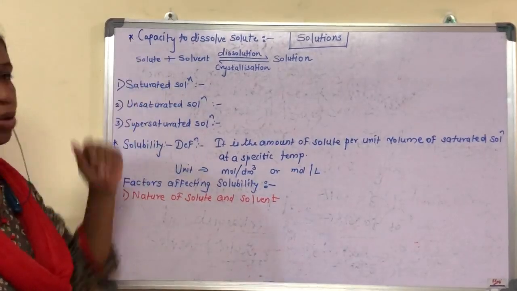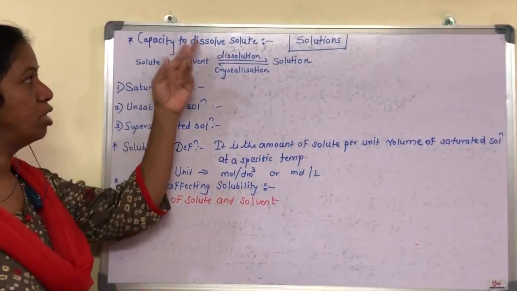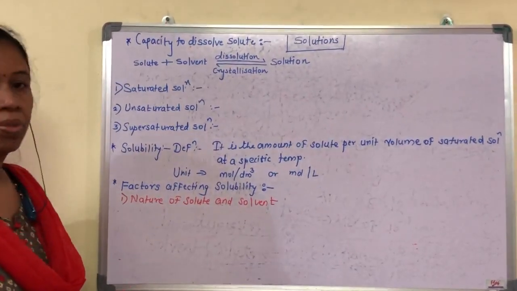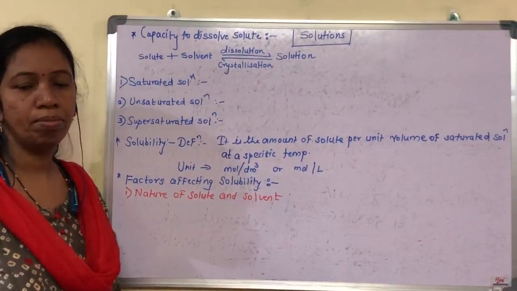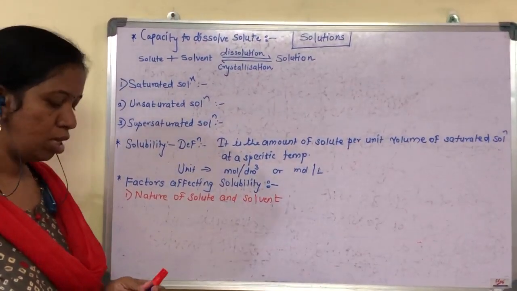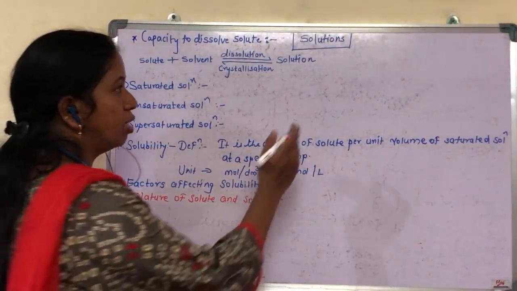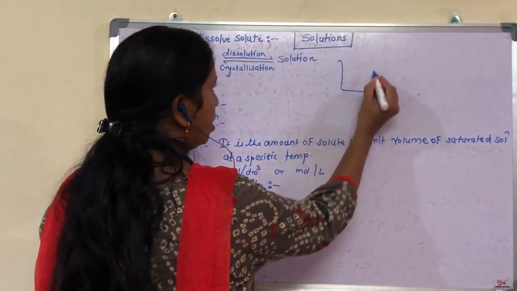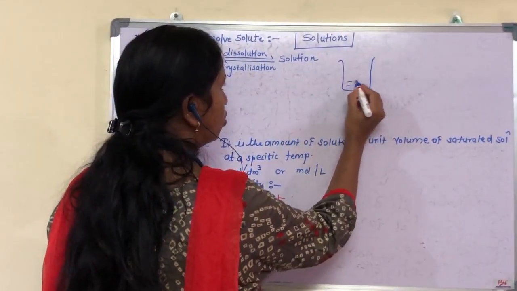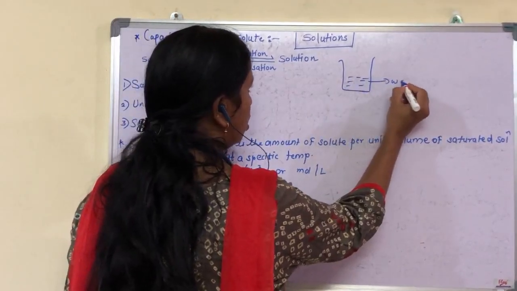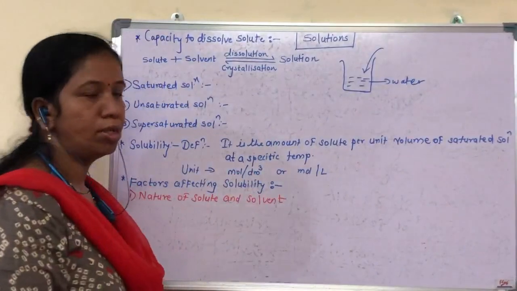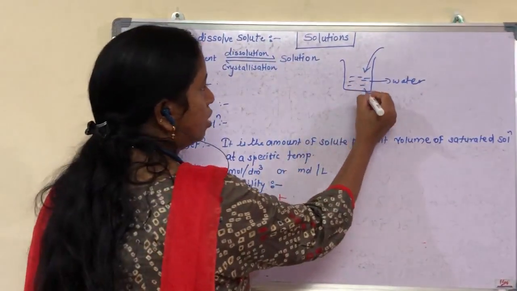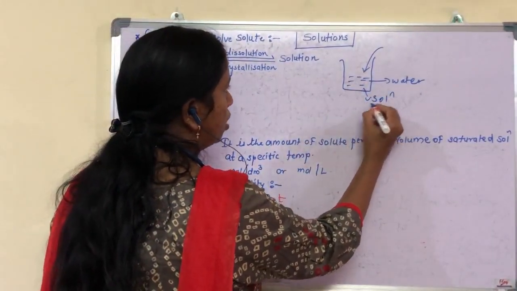Okay. Now we are going to start the new point, that is the capacity to dissolve solute. Here we say that solute and solvent get mixed together to form the solution. Suppose we consider one beaker in which we take the solvent as water, and we add the salt into it. Then it forms the solution.